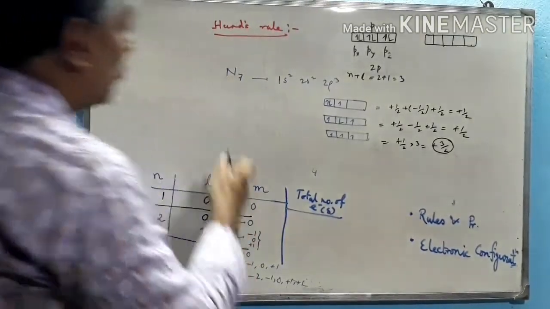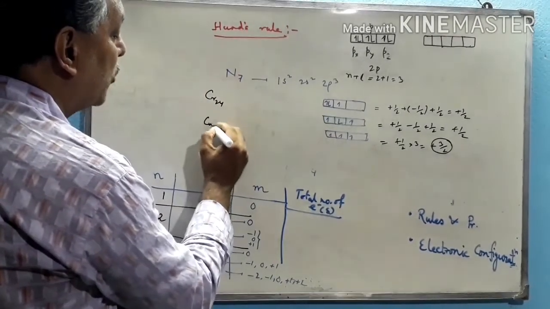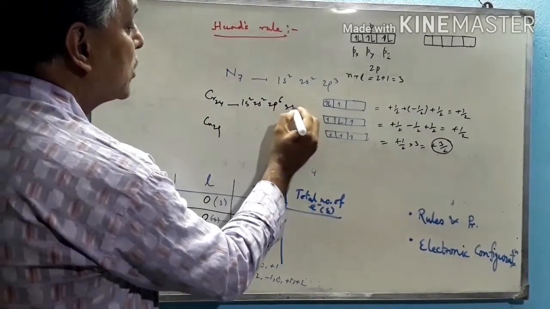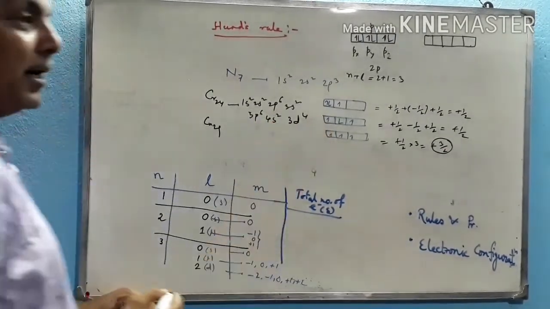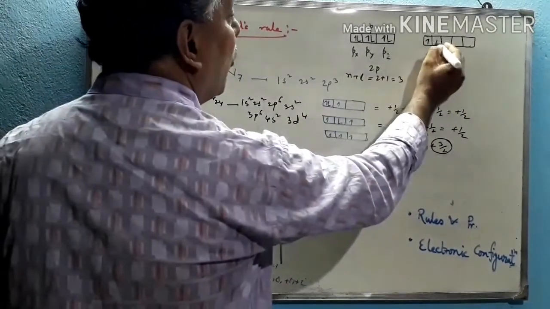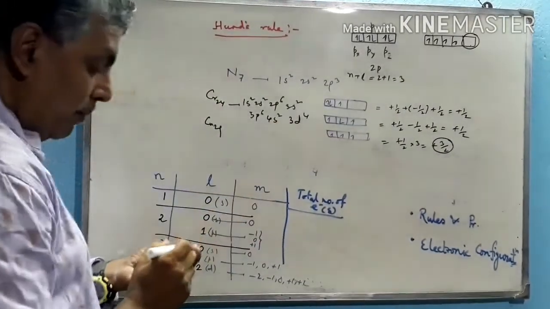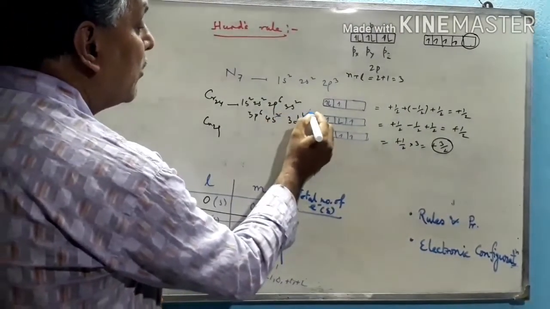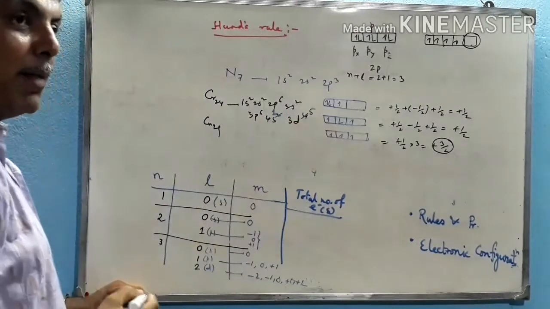But in case of chromium and copper, that means chromium 24 and copper 29, in these two cases, 1s2, 2s2, 2p6, 3s2, 3p6, 4s2, 3d4. This will be the expected arrangement. But the d subshell contains 5 orbitals. If it contains only 4 electrons, then one orbital remains vacant. So one electron from the 4s subshell jumps to the vacant 3d orbital. So the electronic configuration becomes 4s1, 3d5.